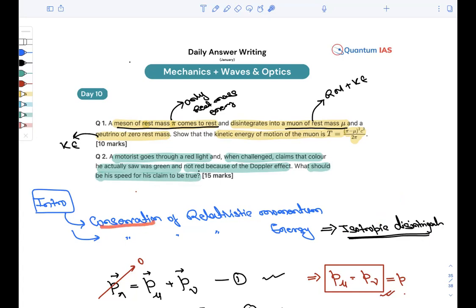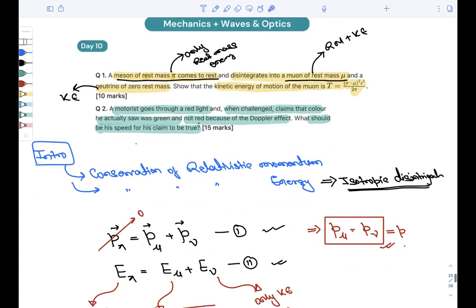What will you write in the conservation of relativistic momentum? The same that you have studied in your classes, and again with the energy. This is what we can write in equation format, that the momentum before the disintegration will be equal to the momentum after disintegration. Same goes with the energy.